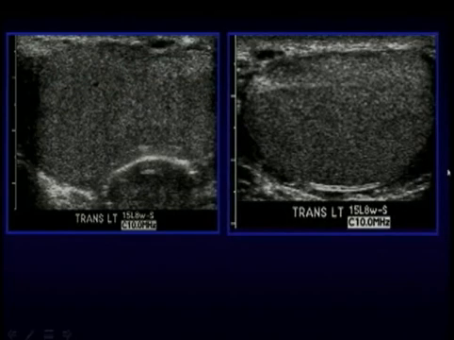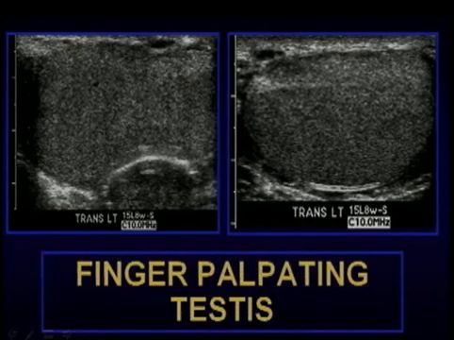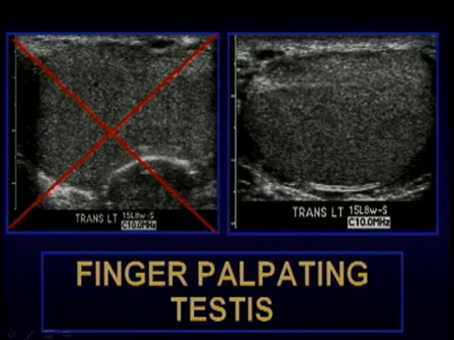But then we went in and we looked at the patient, and I don't see any mass. He looked fine. What was causing this? A finger was palpating the testis. You don't want to take a picture like that because all you can do is cause confusion. Anytime a patient says, I feel a mass, I want to feel it myself, but I don't want to take a picture, which could cause confusion.